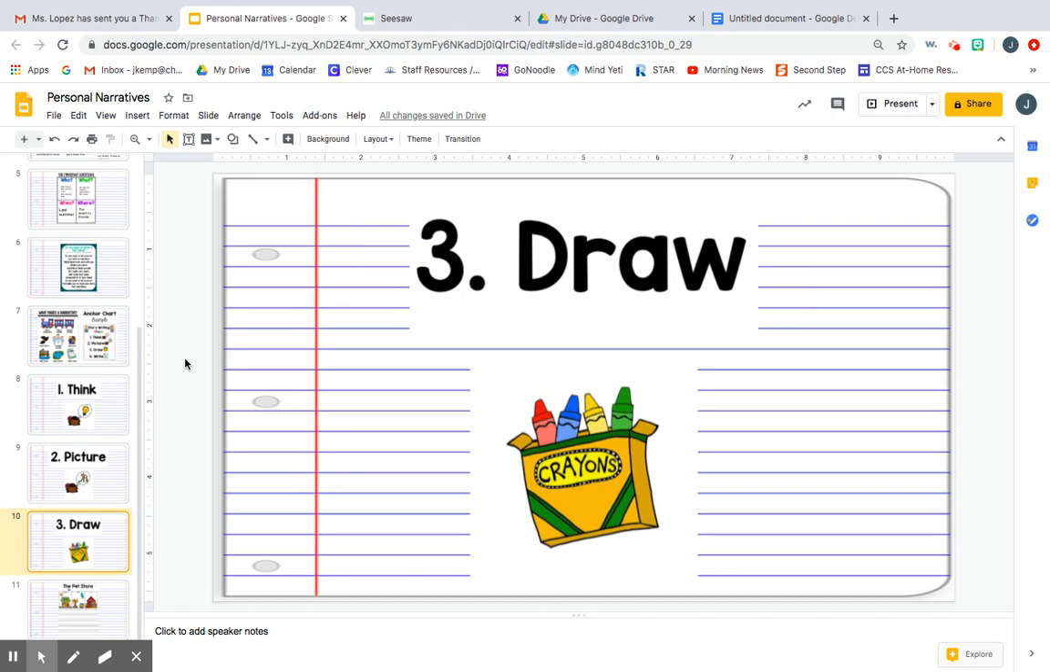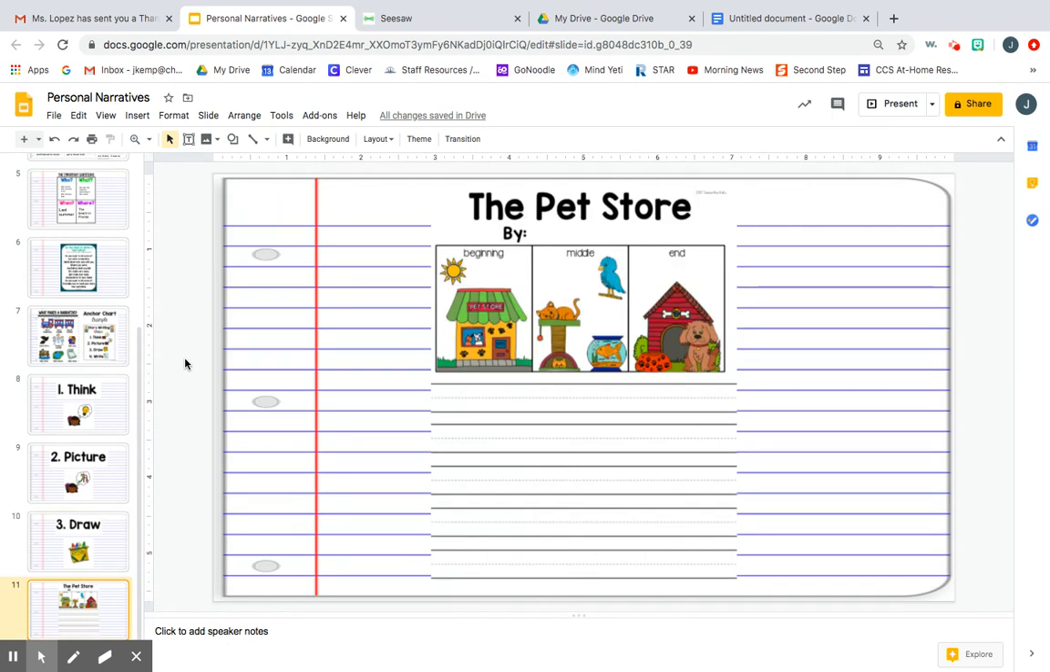Step 3 is you are going to draw. You are going to draw 3 separate pictures. You're going to draw one for what happened at the beginning, one for what happened in the middle, and one for what happened at the end. So I have an example here. And this person only went to step 3. There is no step 4 on here yet. They did not write yet. They just thought, pictured, and drew.